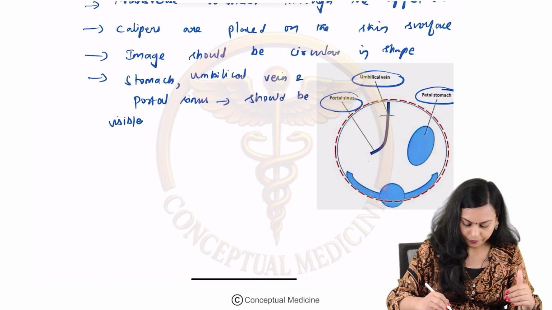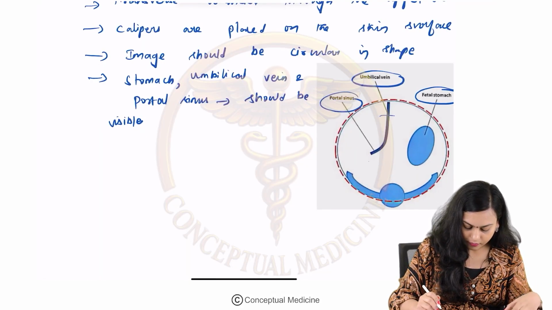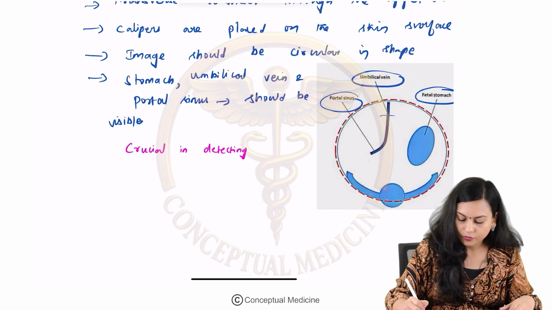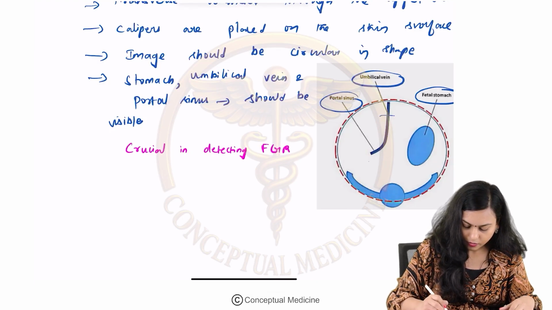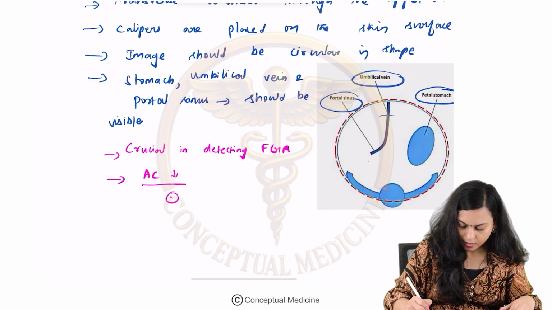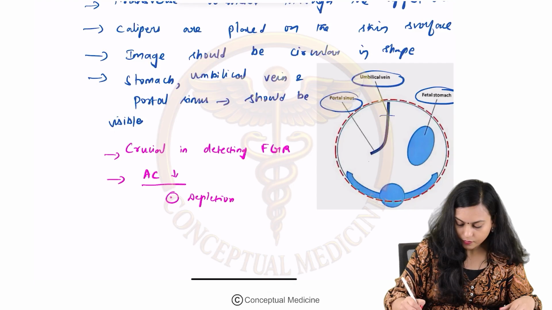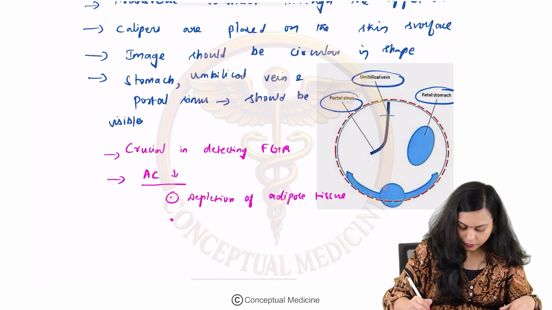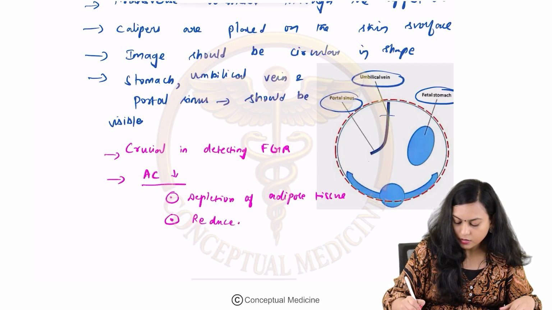And remember, abdominal circumference is crucial in detecting fetal growth restriction, that is FGR. This is because AC decreases when there is a depletion of adipose tissue, and also when there is reduced glycogen storage in the liver.